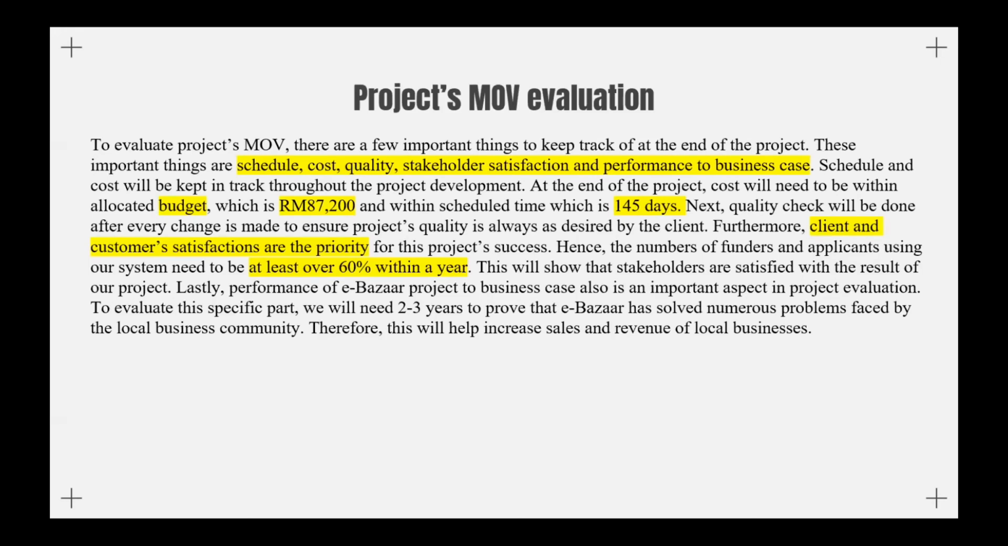Client and customer satisfaction are our priority for this project's success. The number of funders and applicants using our system needs to be at least over 16% within a year.